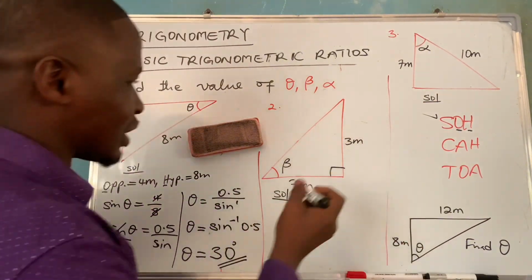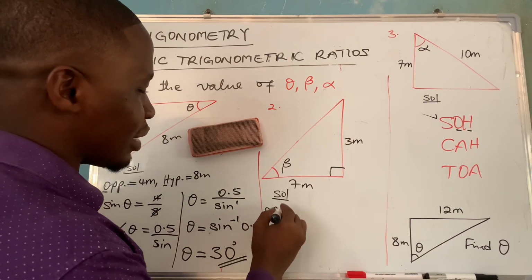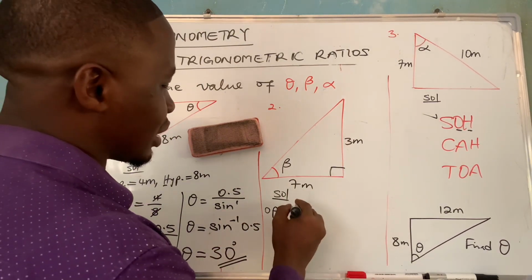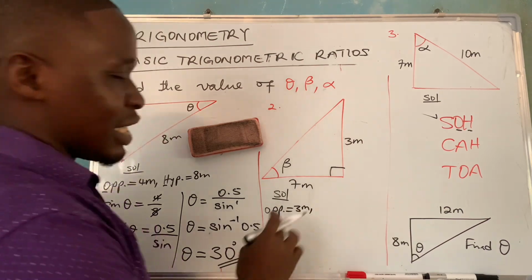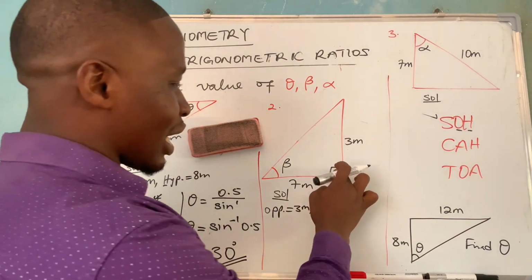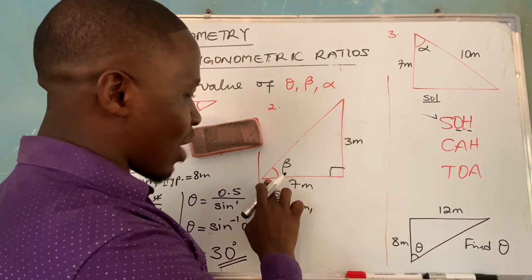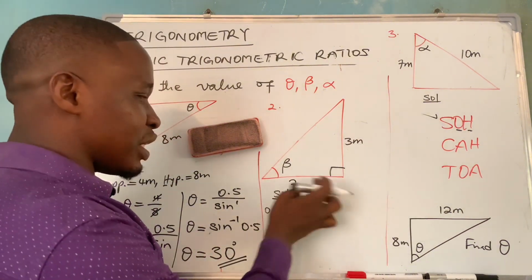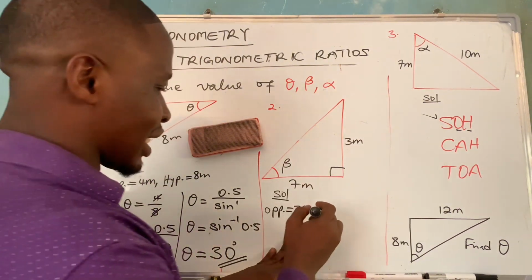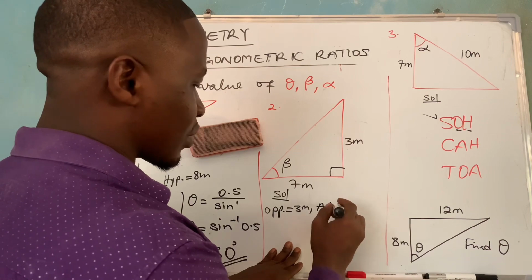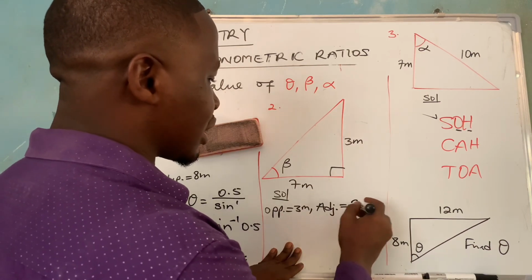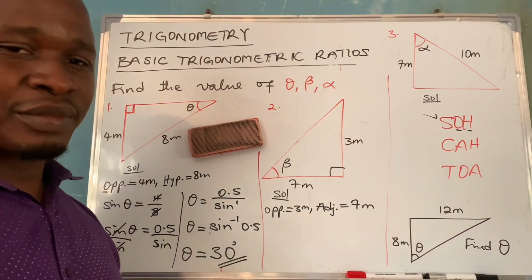Alright, so the opposite side is given as 3 meters. This side lies between the right angle and the given angle, and the side that lies between these two is what we call the adjacent side. The adjacent side is 7 meters.